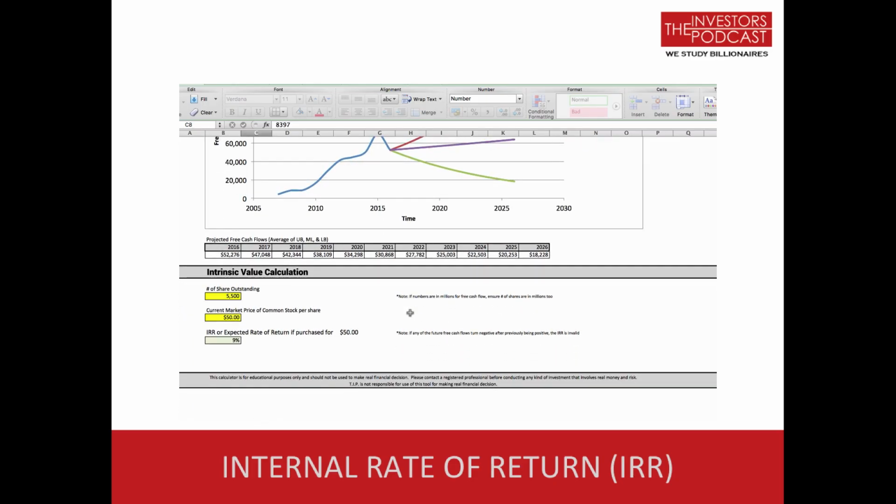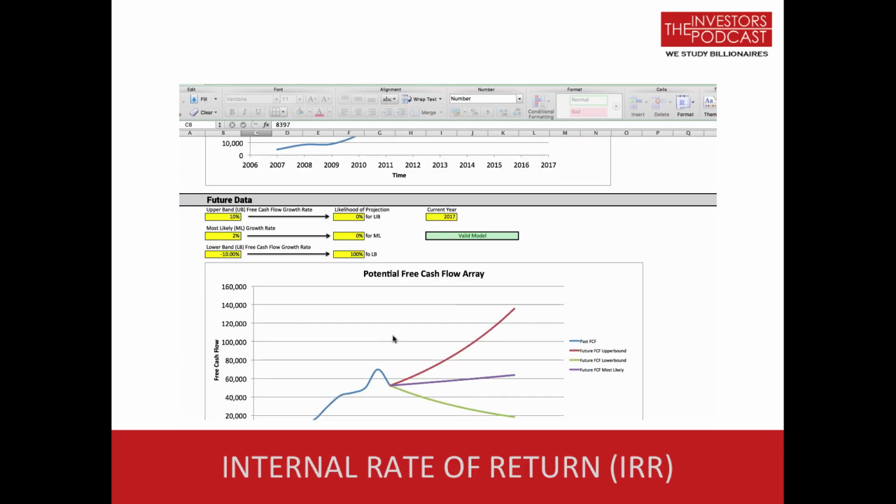So I really hope that this IRR discussion was useful. This is what I personally use to determine intrinsic value, and I hope you guys really enjoy using this little model.